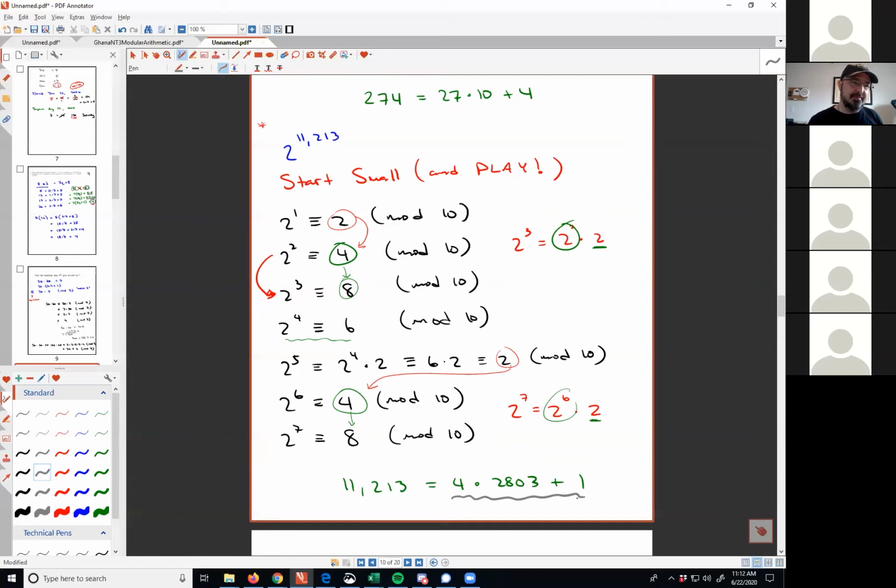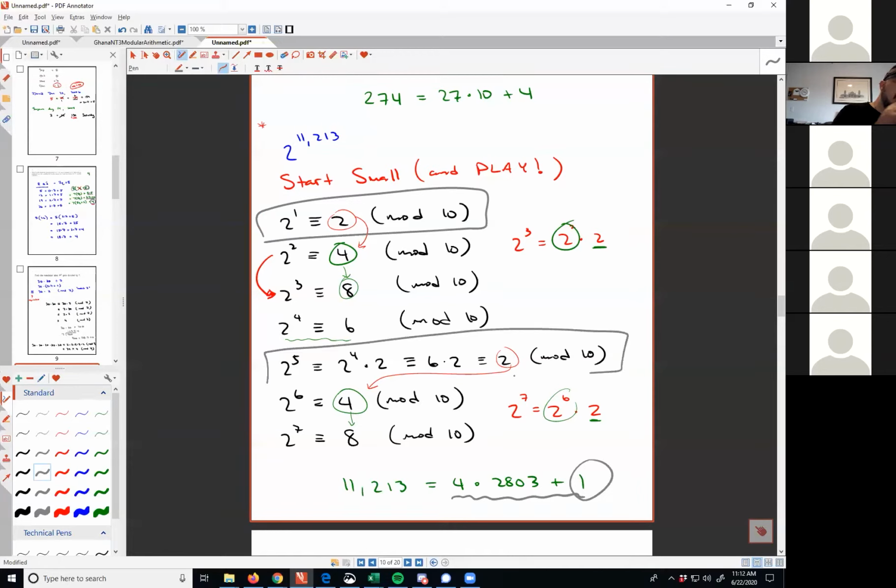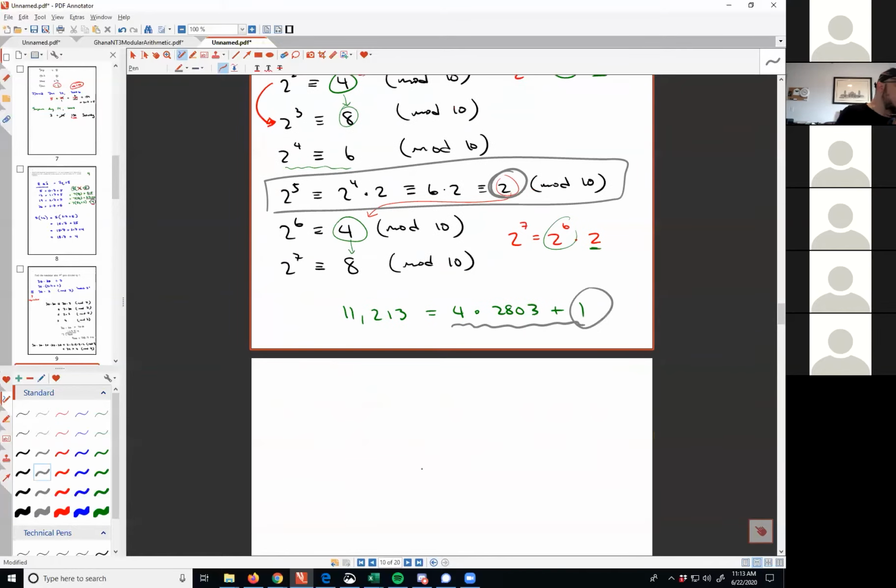So that means that the remainder in mod 10 is going to be 2. That's right. Every power of 2 that is 1 more than a multiple of 4 in this pattern will have a units digit of 2. And we can even see a few examples.